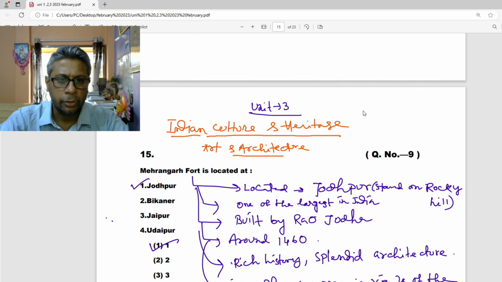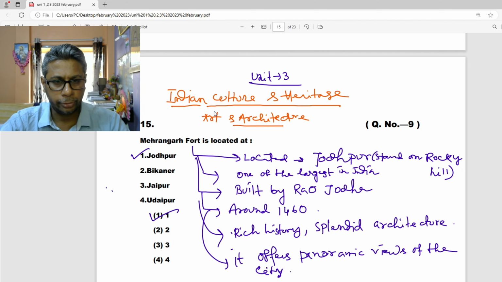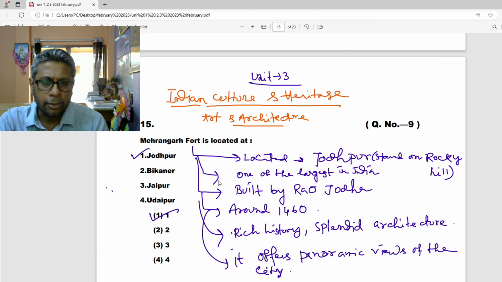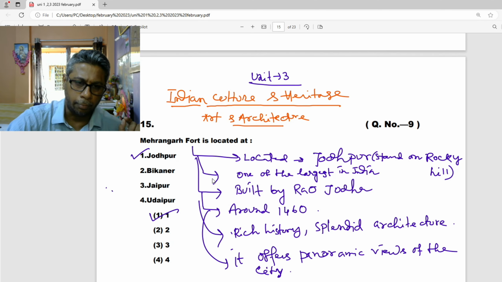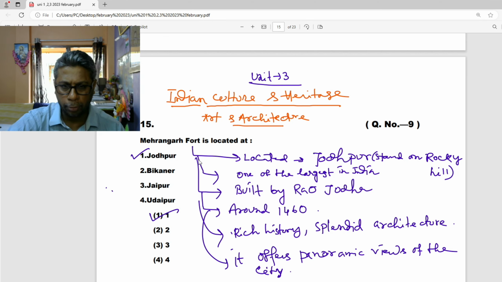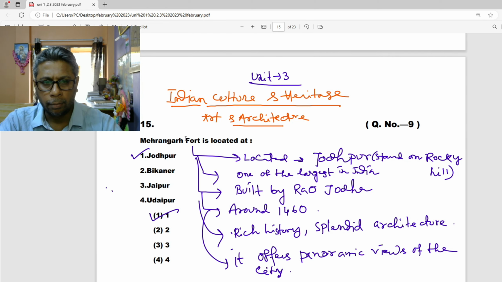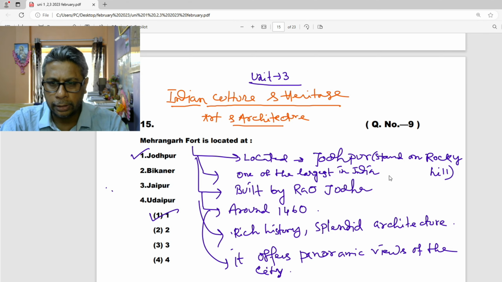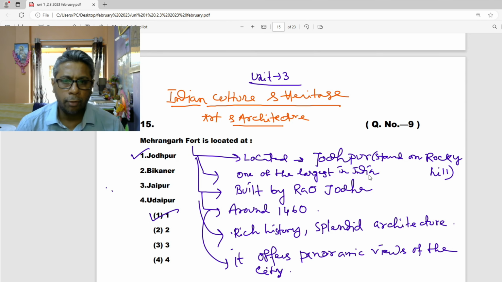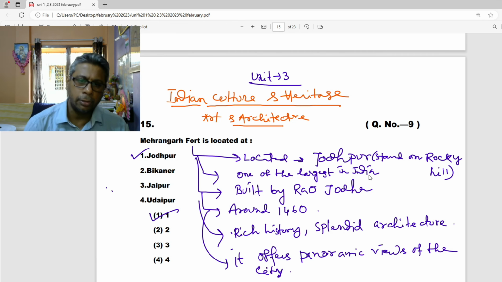Question number 9. This question is based on culture and heritage and art and architecture. Mehergarh Fort is located in Jodhpur. Not only this option, when you prepare the answer, you have to remember the important key areas of this topic. Mehergarh Fort is located in Jodhpur. It stands on a rocky hill, one of the largest in India, built by Rao Jodha around 1460. This is also important information.